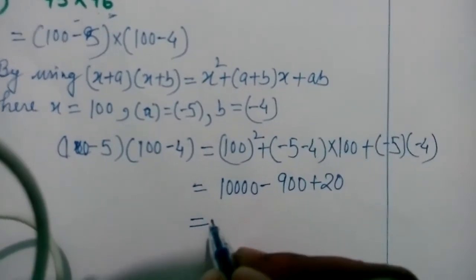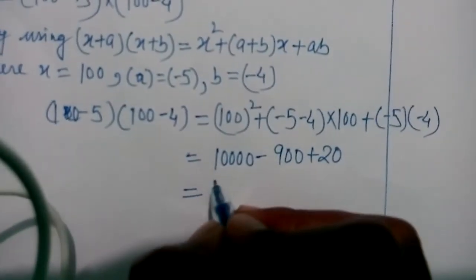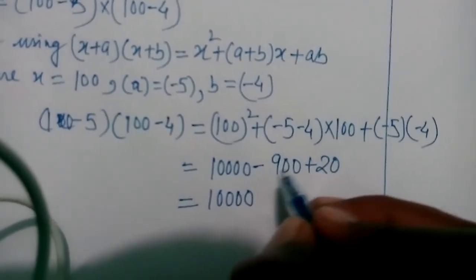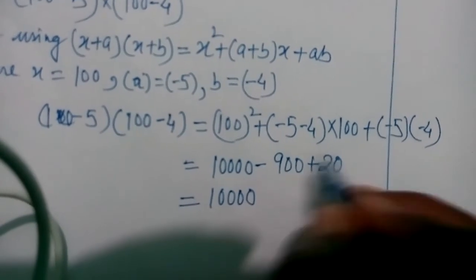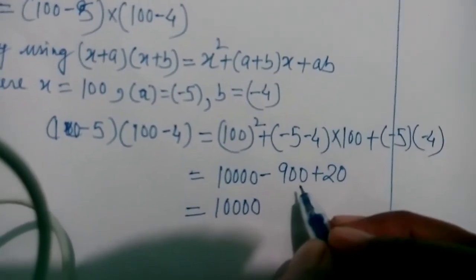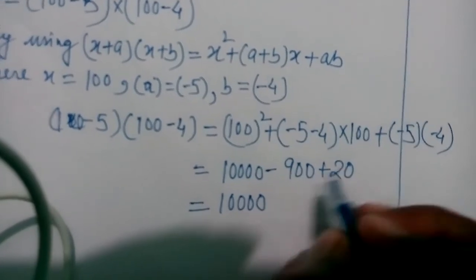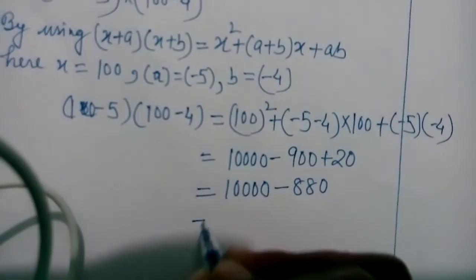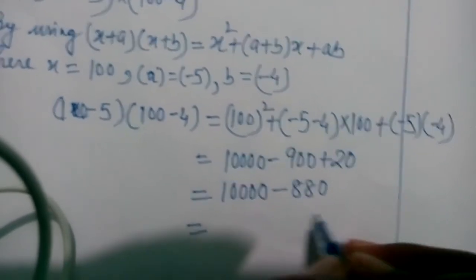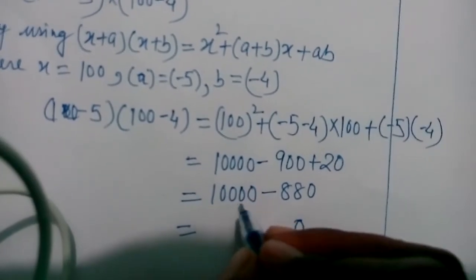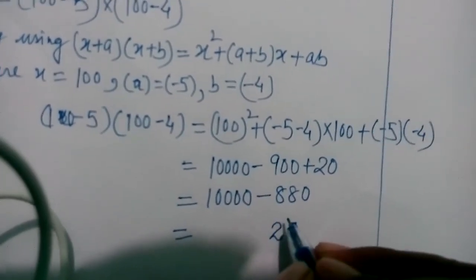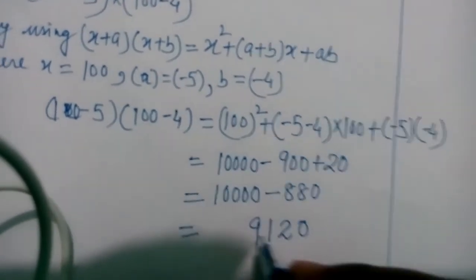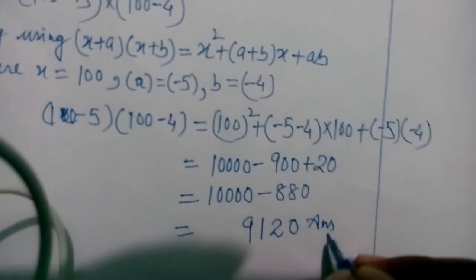So here you can write 10,000. This is negative, this is positive, which means if you subtract 20 from 900, you will get minus 880. Simple. Now minus this: 0 remains 0, 10 minus 8 is 2, and 9 minus 8 is 1, and here it is 9. So I got 9120. This is the answer.